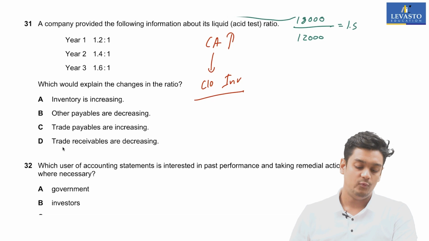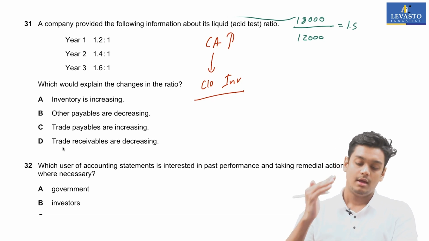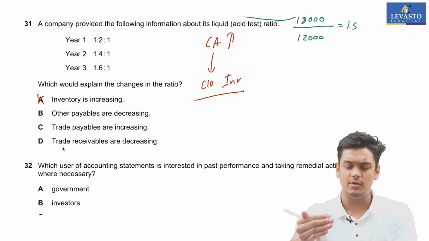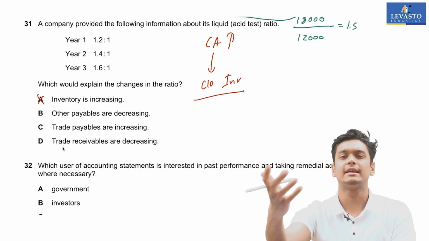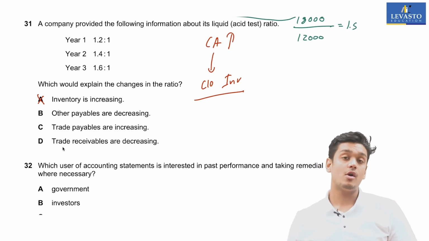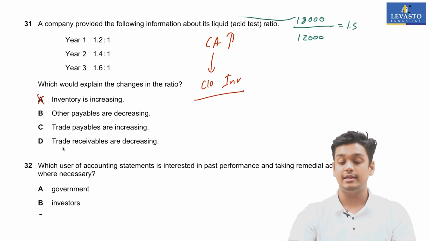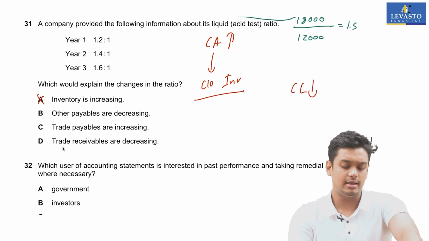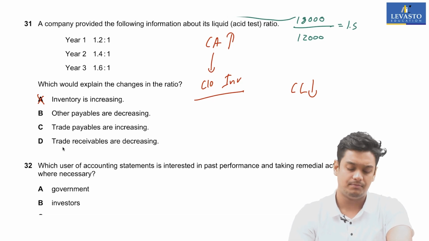Now, which would explain the change in ratio? Number 1. Inventory. No. Inventory is not at all considered. I just now told you, right? It considers everything except for inventory. Other payable decreasing. Guys, see, if your current ratio is increasing, it's either your asset is increasing or liability is falling. So yes, I think the answer is B.